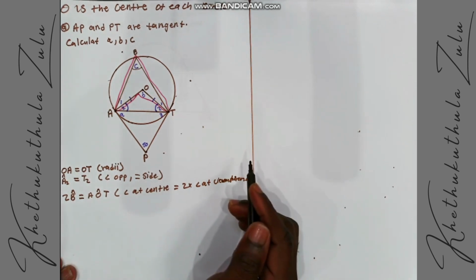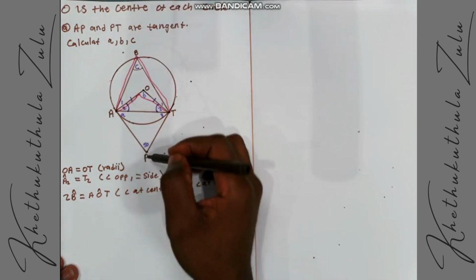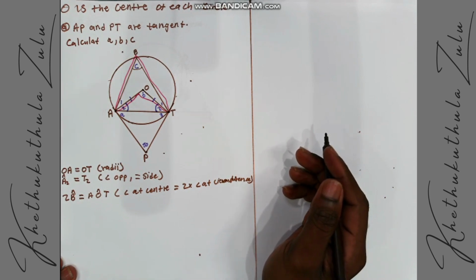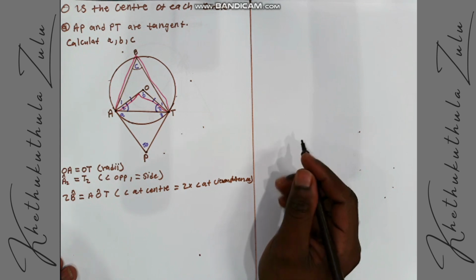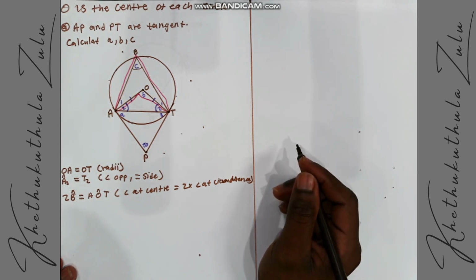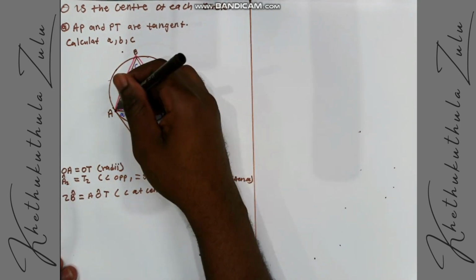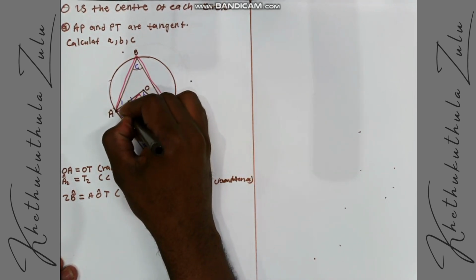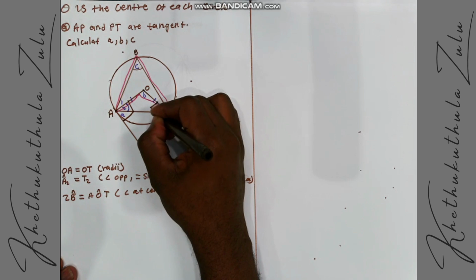Now moving on with our statement, we have AP and PT. What are they saying? They are tangents. So if we have tangents, and also we know that O is a center, so we have radii. Radius and tangent: now we know that this angle here has to be 90 degrees. This angle here needs to be 90 degrees.